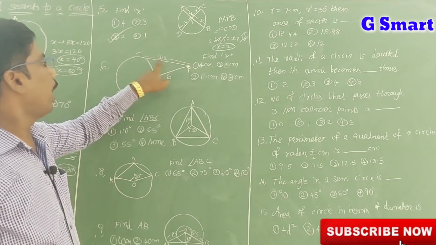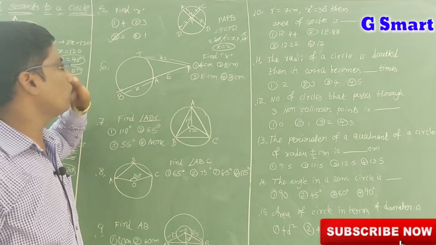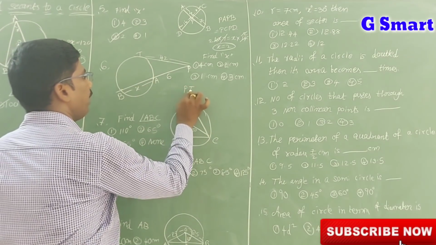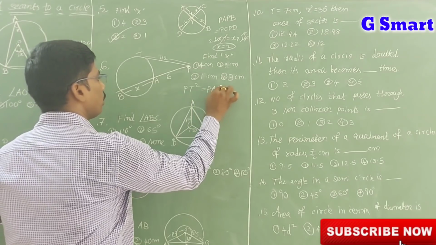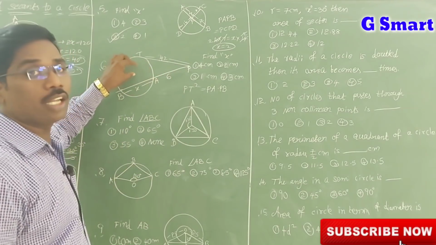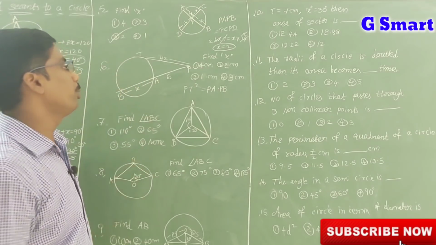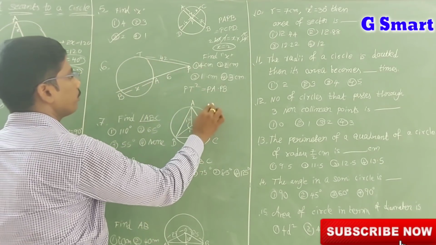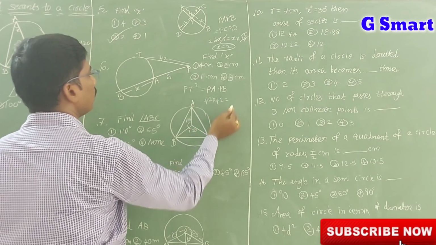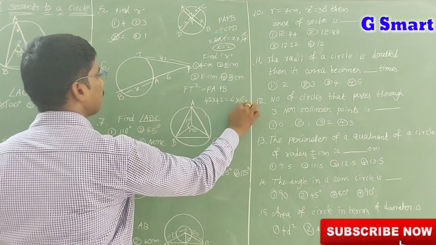Next, if a tangent and a secant are intersecting the circle at 1 point and 2 points, then find the x value. See, if it is like that, the formula I am giving is PT square is equal to PA into PB. This is also very important. So PT square is equal to PA into PB. So here PT square means 42 into 42, that is equal to PA, which is 6, into PB, which is 6 plus x.